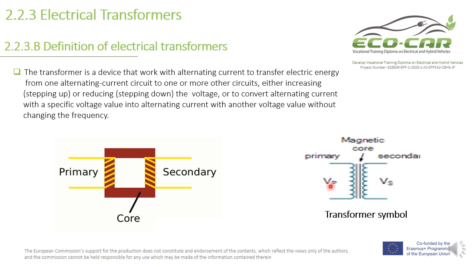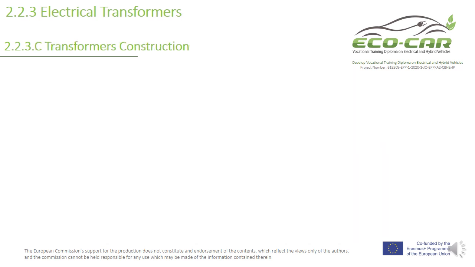It steps up or steps down the voltage with the same frequency at the input and the output. So we have the input with AC, and the output also with AC. So this is the division of electrical transformers, which have input and output, and use alternating current in the primary side and the secondary.